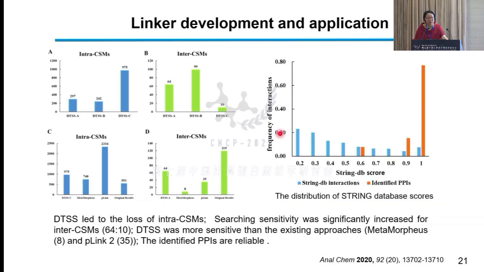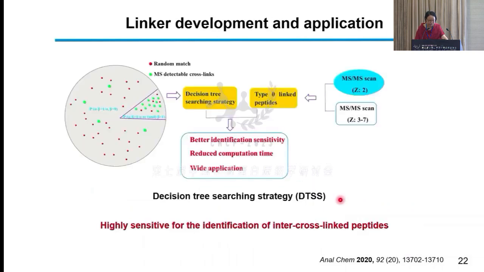Therefore, our method is very sensitive, and we further evaluated our data against our stringent database. We found that the identified PPI are highly reliable. Briefly, we proposed a decision tree search strategy to reduce the search space, which is highly sensitive for the identification of inter-cross-linked peptides.